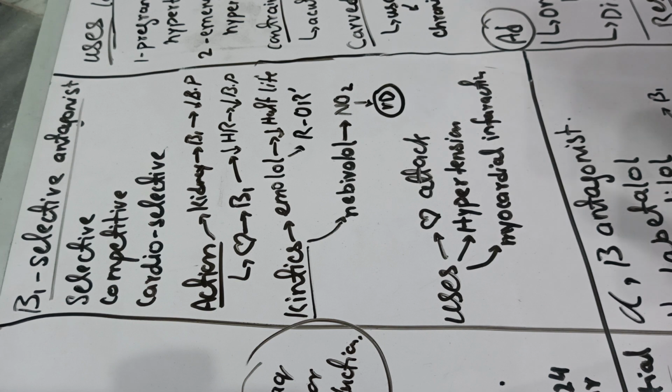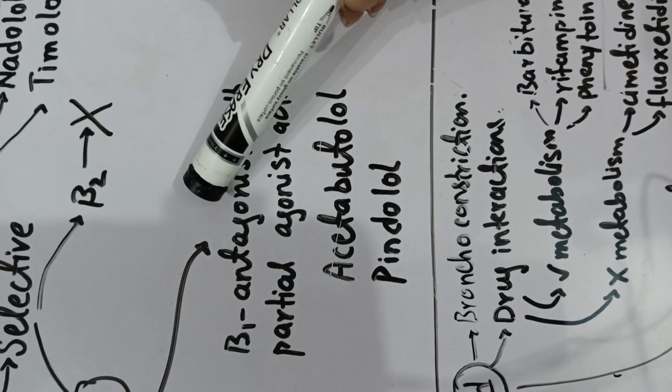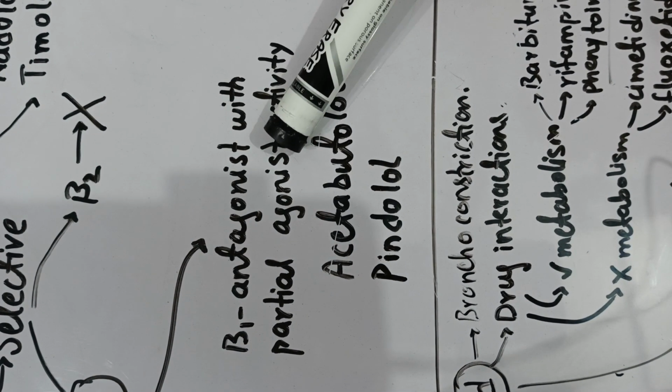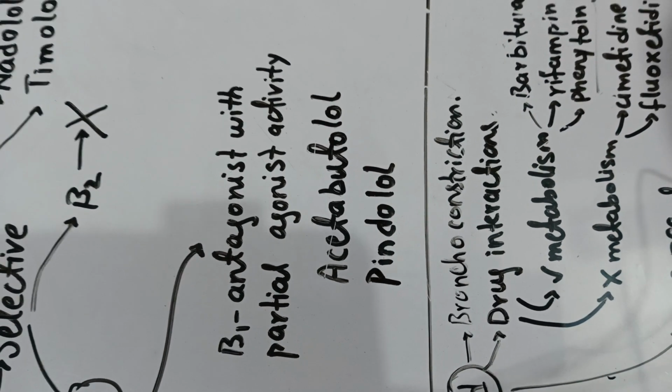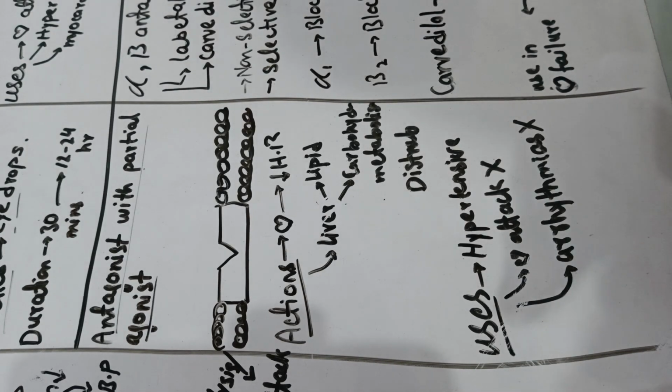Now let's discuss some beta antagonists which have partial agonist action. We have discussed that we have two drugs here which can act as antagonists as well as agonists, acebutolol and pindolol. Now let's discuss them. Here is written the explanation of them.